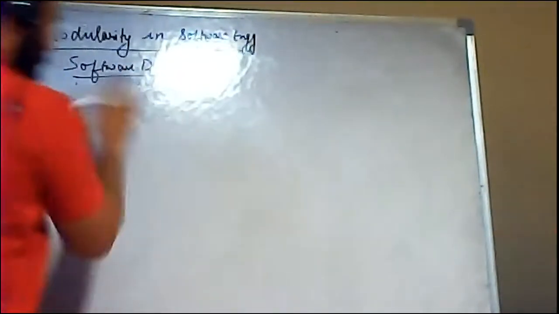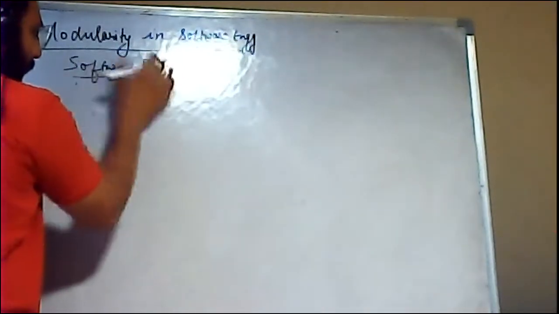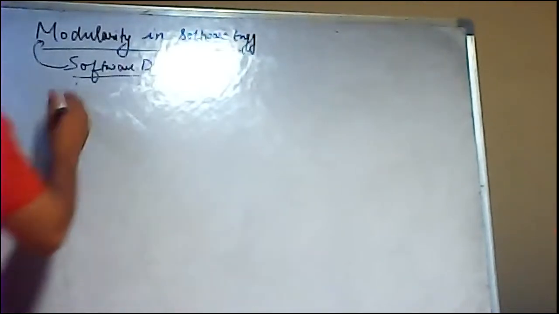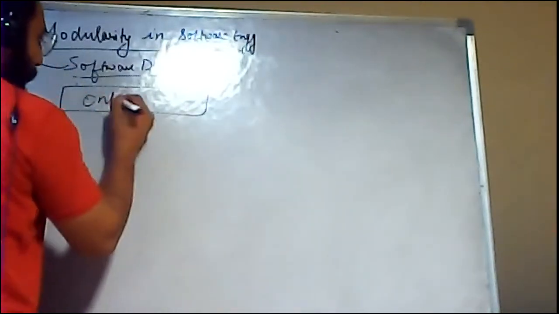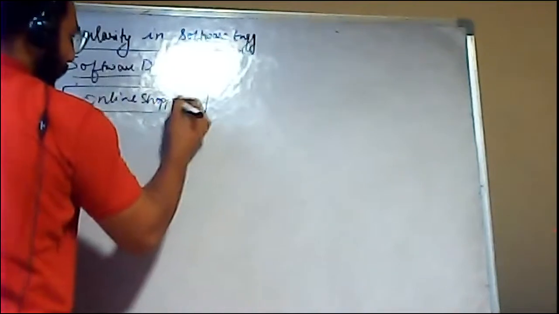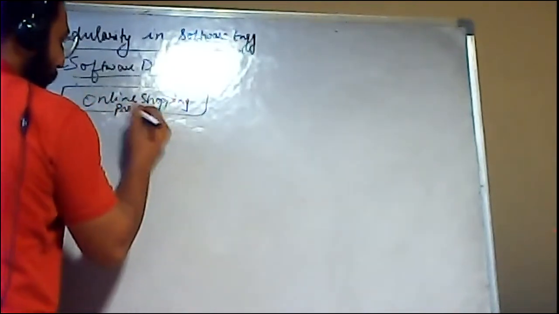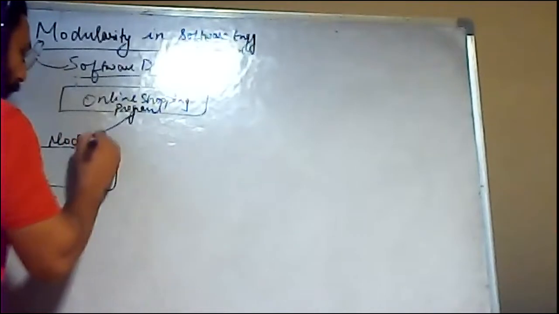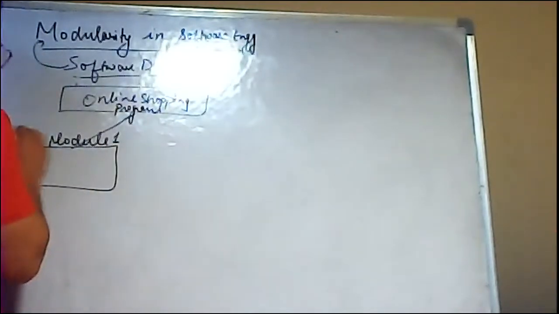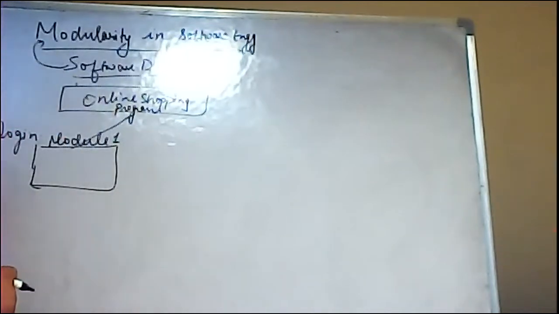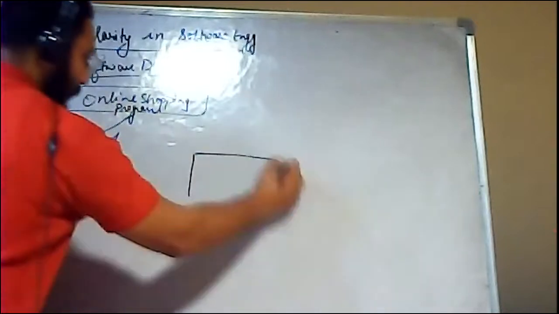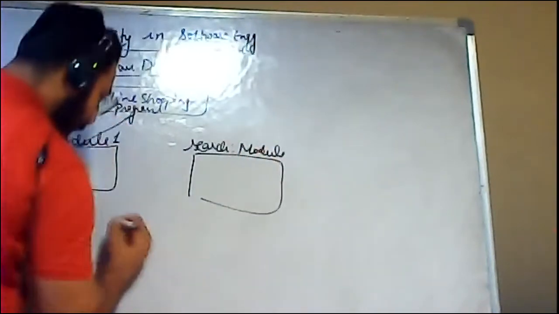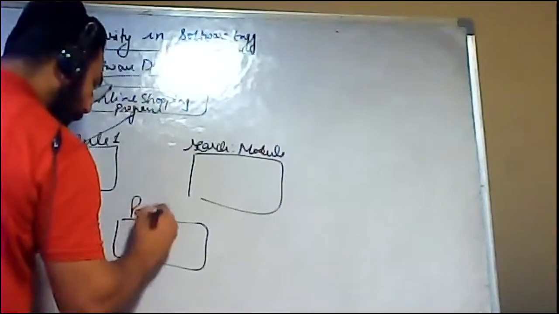We are basing this on the concept of software design, and in this there is modularity. We have to divide our complete project. This is my online shopping project, or an online shopping program. Then this program is divided into different modules. That is module 1, my login module. Then there is another module, the search module, that is module 2. Then there is another module, the payment module.